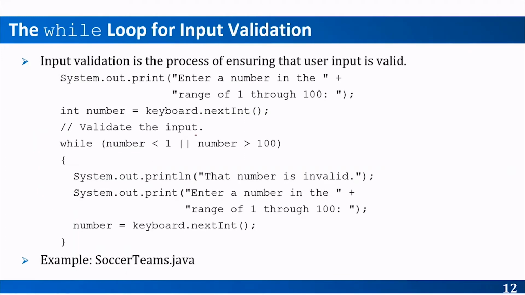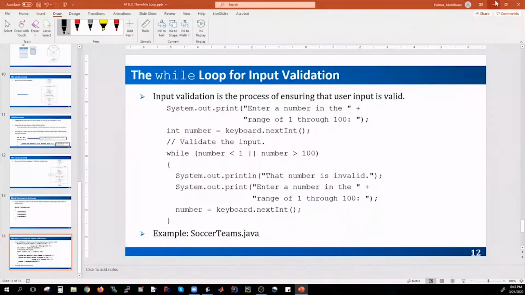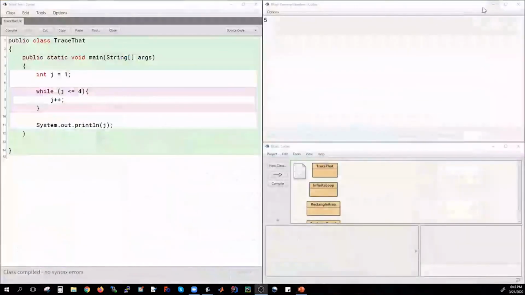Let's have a look at the code. So let's go to BlueJ and try to have a look at a couple of these codes. So here, this code is the tracing code. So here I have my structure, and then here what I'm saying is int j is equal to 1, while j is less than or equal to 4, j plus plus, and System.out.println j.